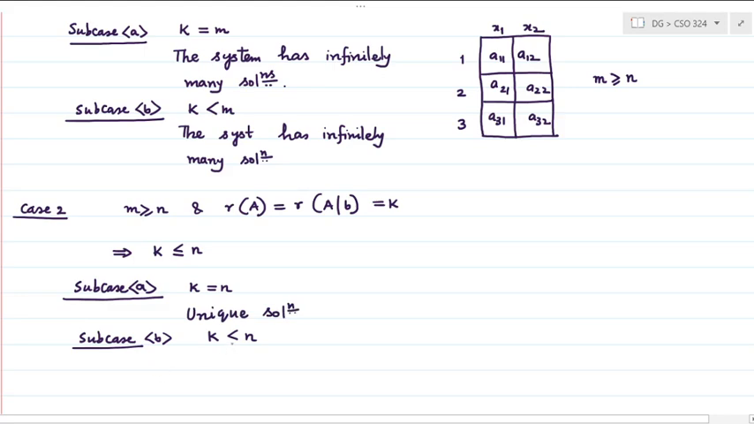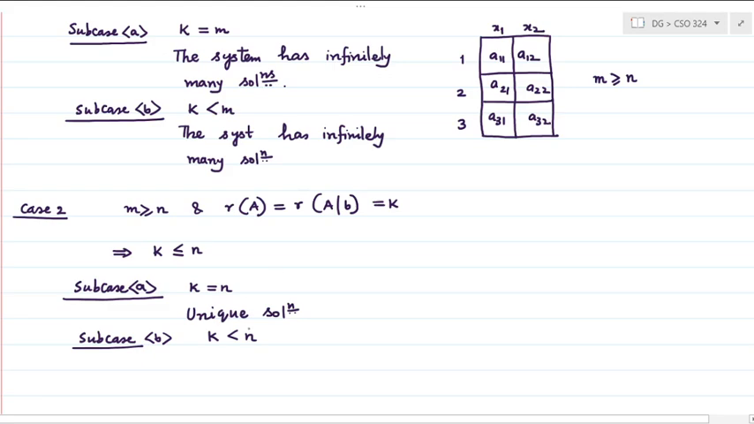And for k less than n, that means if the rank is less than the number of variables. For instance, in this system, I am giving you this example of 2 by 3. From here you can get a sense, and then you can generalize to any values of m and n. Here I have taken in particular the value of m equal to 3 and the value of n equal to 2. And from here you can get the general sense.